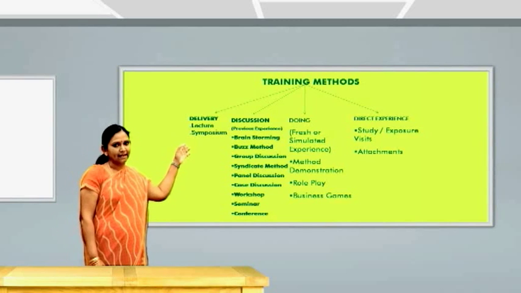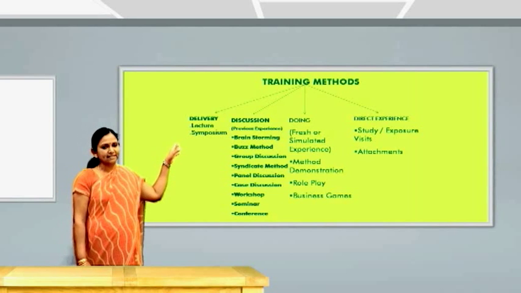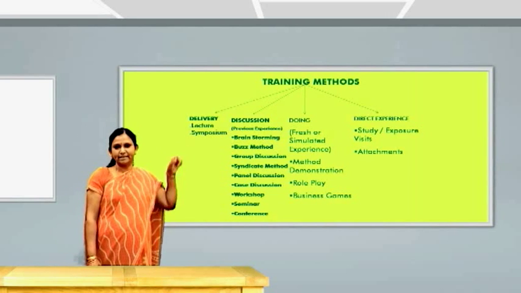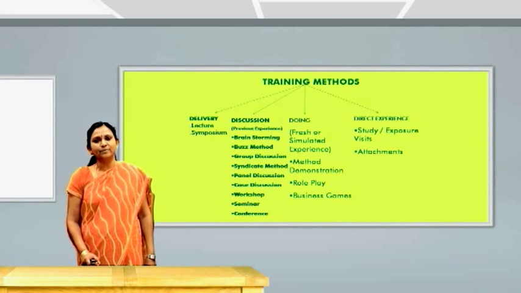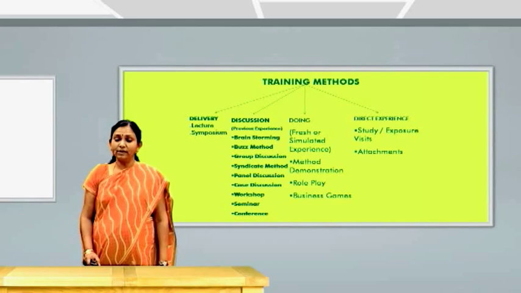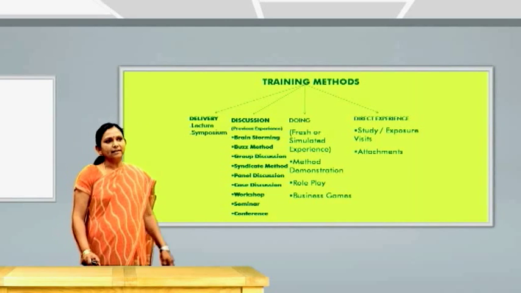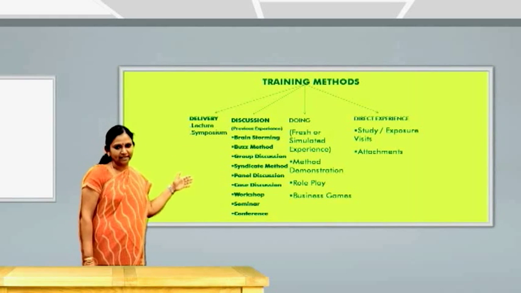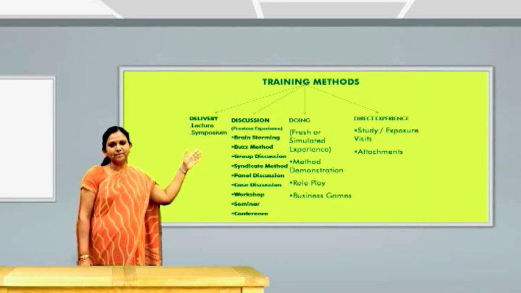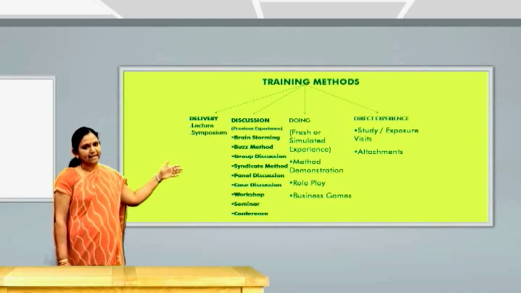As you can see in the chart, apart from the delivery mode of methods, there are other methods, and the importance of these methods is that these are all called participatory methods. Research shows that adults would like to participate in the learning process, and only then could the learning process be effective. So in discussion, doing and direct experience methods, you can see that the participants are actively involved in doing various exercises and various activities.